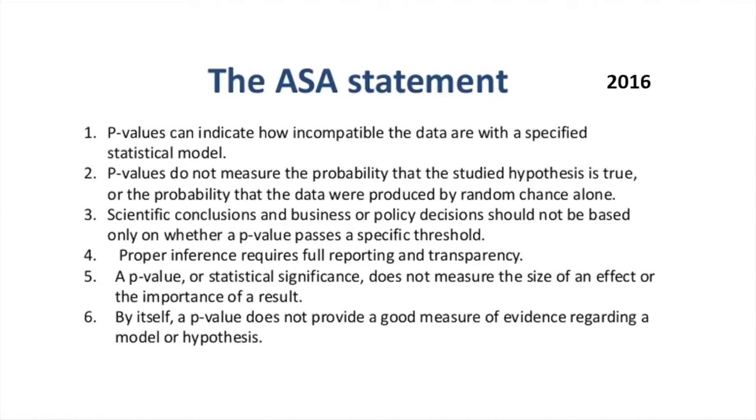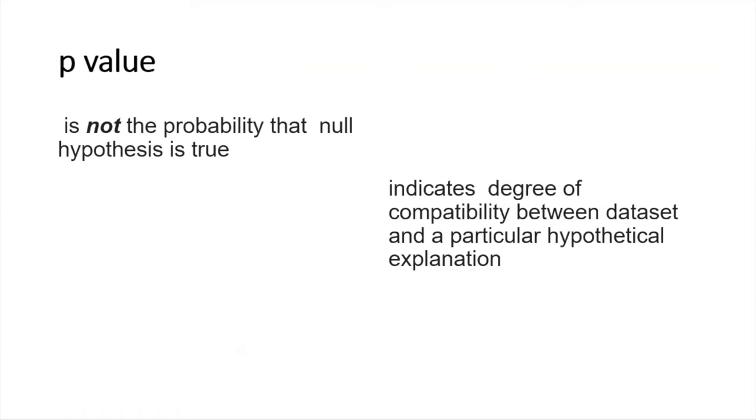Now, the problem is there is a lot of misunderstanding about p-value, and the Statistical Society came up in 2016 with these 6 guidelines. We won't go into the details of all of them, but we will take 3. The first important thing is that p-value does not tell us the probability that the null hypothesis is true. Okay, that's not what it does. All it does is indicate a degree of compatibility between the data and a particular hypothesis. Okay, so again, it's the relationship of observation and hypothesis.